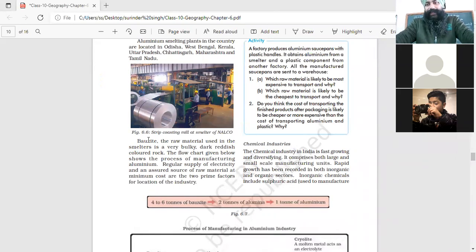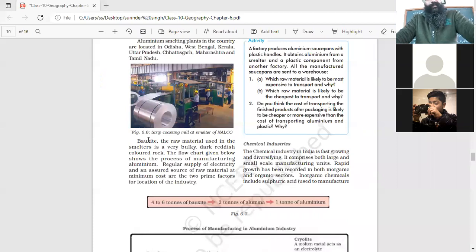Third, it is light in weight and inexpensive, comparatively cheaper than iron. Fourth, resistance to corrosion. So the aluminium industry has gained popularity, subsequent to steel, copper, lead, and zinc, in a number of industries.